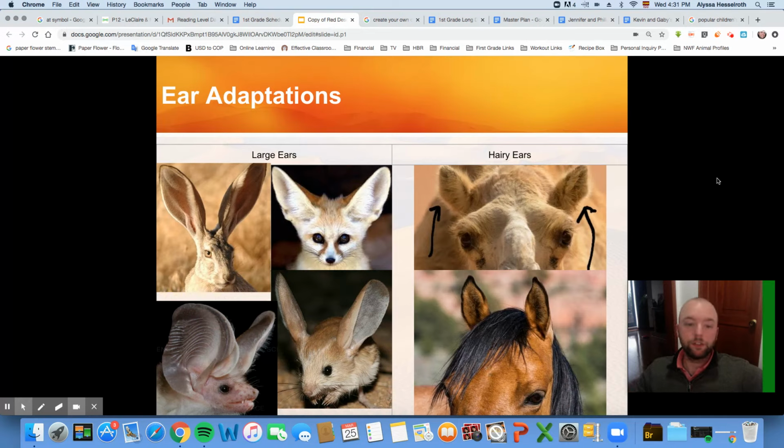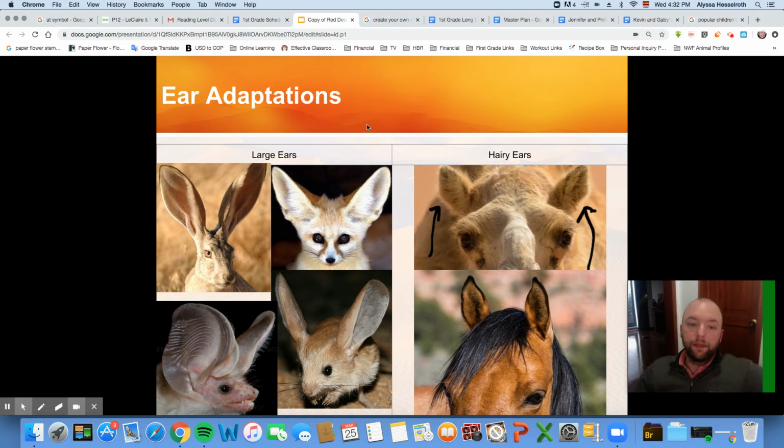So the first very obvious way that desert animals have adapted is with their ears. The reason these ears are so different is about two things. Lots of animals have very large ears, like the rabbit, the fox, the mouse, and the bat. The reason they have those large ears is so the heat inside their bodies can exit through their ears, and that helps them stay cool.